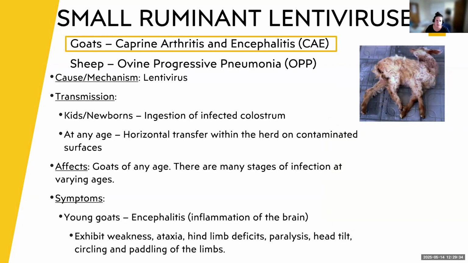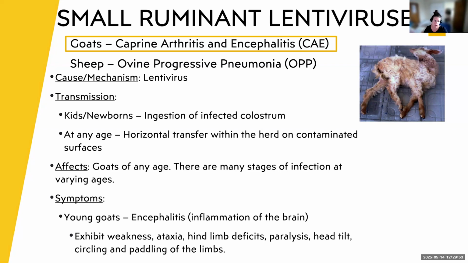So next I'm going to talk about the small ruminant lentiviruses. There's actually two forms of this, one form for goats and one in sheep. I'll go over the goats first, which is the caprine arthritis and encephalitis, commonly known as CAE. The cause, obviously, is lentivirus.